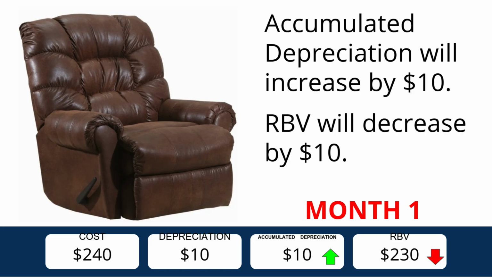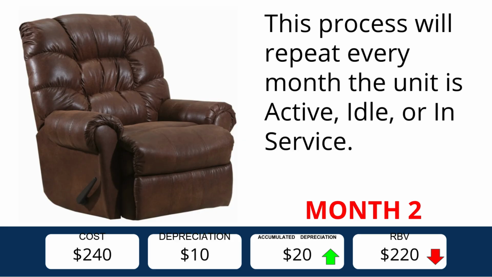This process will repeat every month, whether the unit is active, idle, or in service. So in the second month, we will depreciate an additional $10. Our accumulated depreciation will increase to $20 total, and our remaining book value, or RBV, will decrease to $220. In month 3, we'll depreciate another $10, increasing our accumulated depreciation to $30 and lowering our RBV to $210.